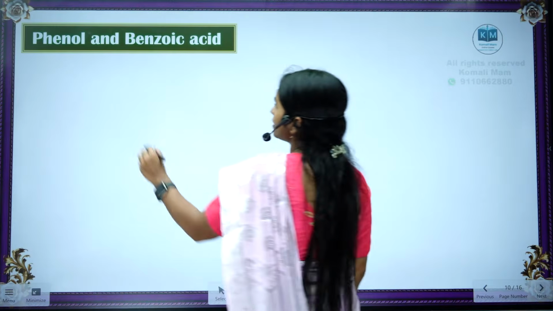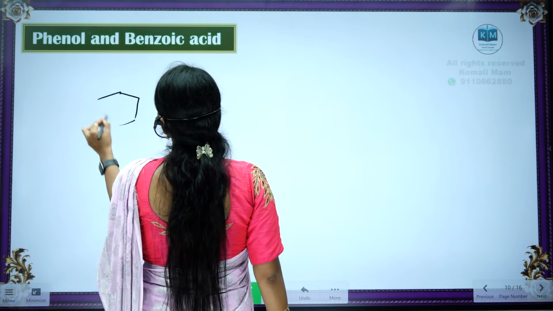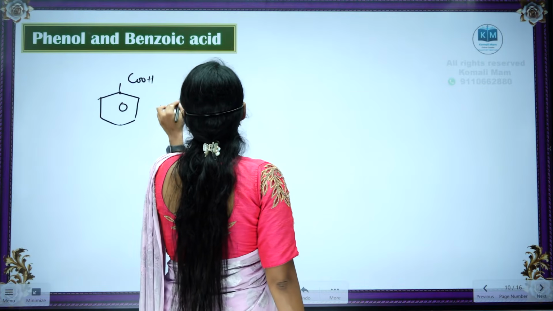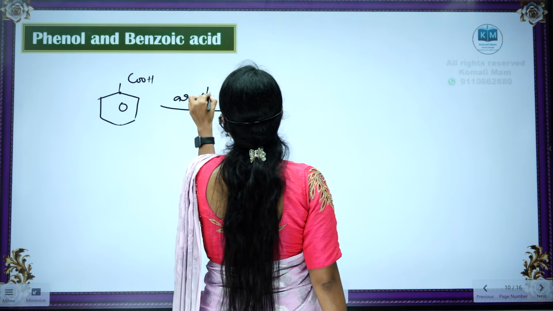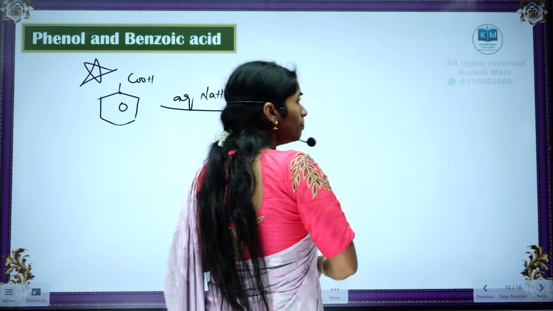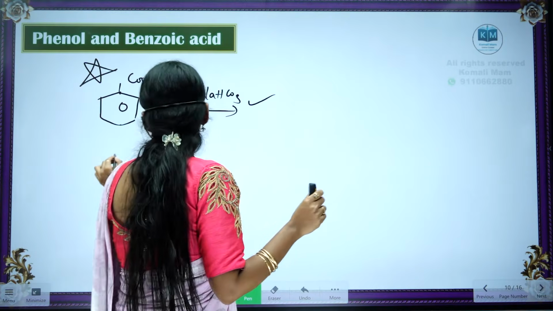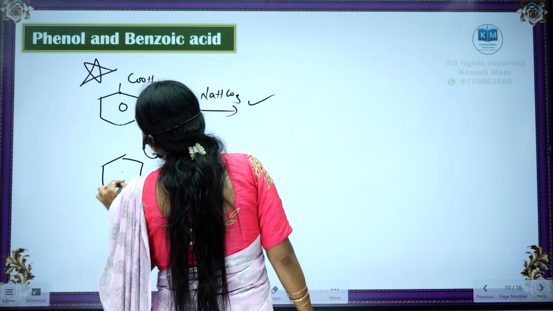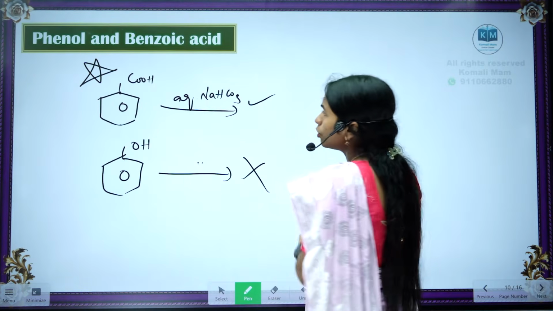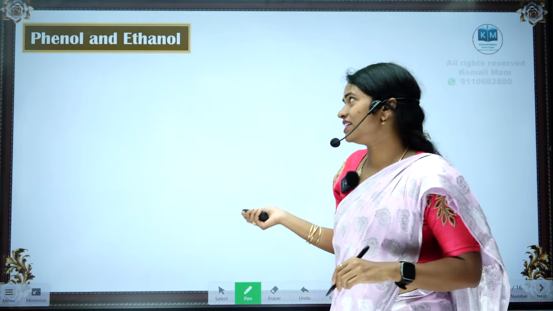Phenol and benzoic acid. Tell me directly, what is the test? Benzoic acid, directly you can say aqueous sodium bicarbonate. Most important question it is. Benzoic acid with aqueous sodium bicarbonate gives a positive test, whereas phenol doesn't give this test. So by using sodium bicarbonate, we can easily identify.